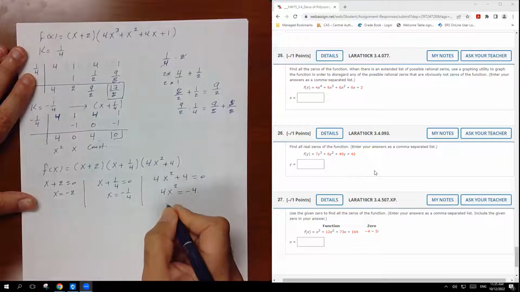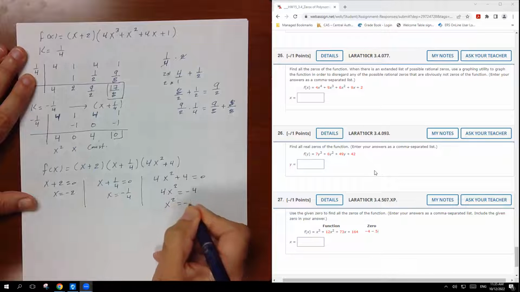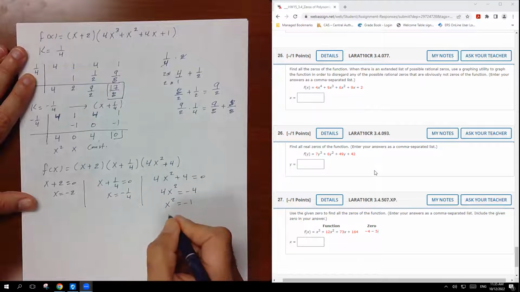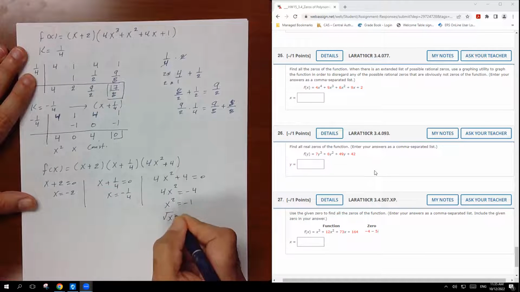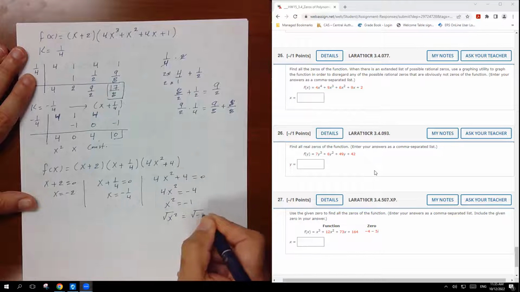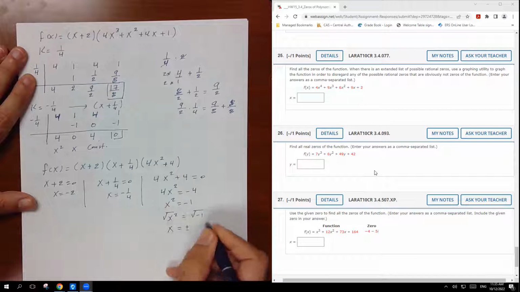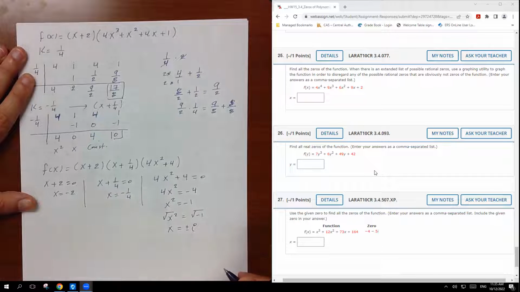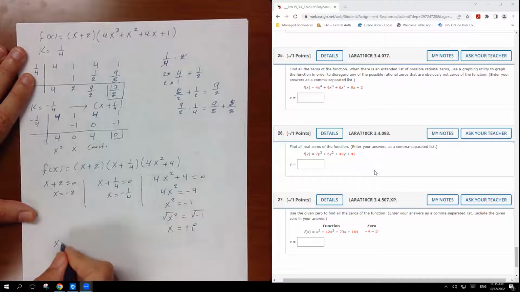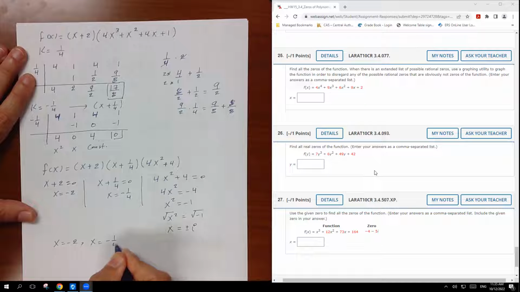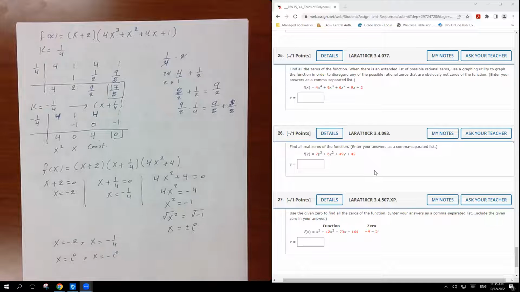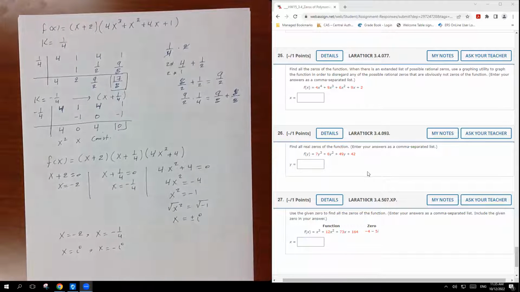Divide both sides by 4. So x squared equals -1. Take the square root for both sides. So x is going to be plus or minus the square root of -1, which is i. That means we have x equals -2, x equals -1/4, and x equals i, and x equals -i. So we have 4 zeros for this example.